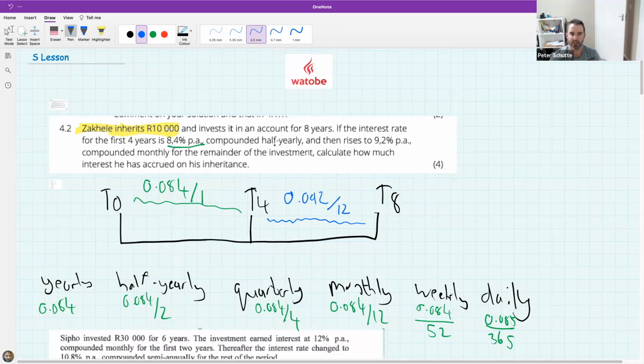Oh, maybe this should have been divided by 2. You are absolutely right. I was being a bit of a nana. Because the words clearly say half yearly, and half yearly should mean divided by 2 if you look over here. Thanks for that.